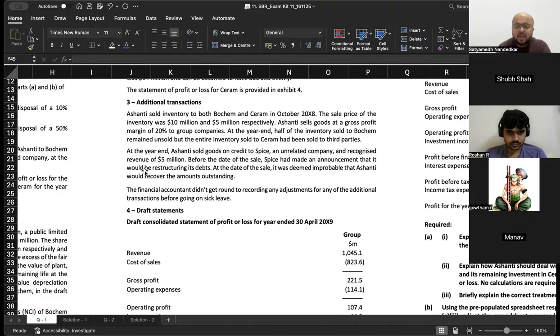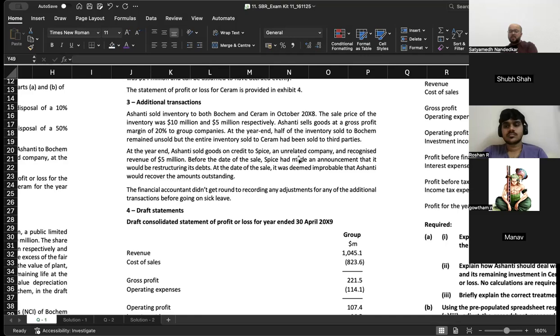At the year end, Ashanti sold goods on credit to Spice, an unrelated company, and recognized revenue of 5 million. Before the date of sale, Spice had an announcement that it would be restructuring its debts. At the date of sale, it was deemed improbable that Ashanti would recover the amounts remaining. The financial accountant didn't get around to recording any adjustment for any of the additional transactions before going on sick leave.